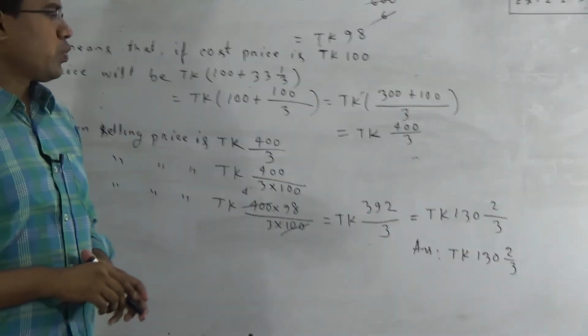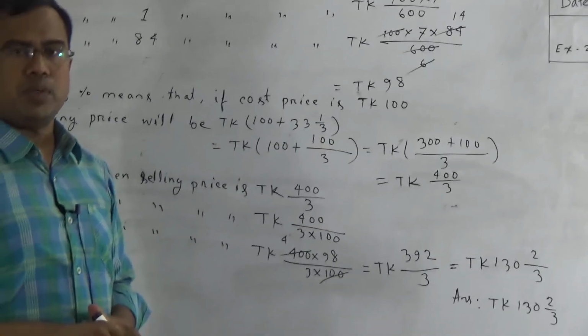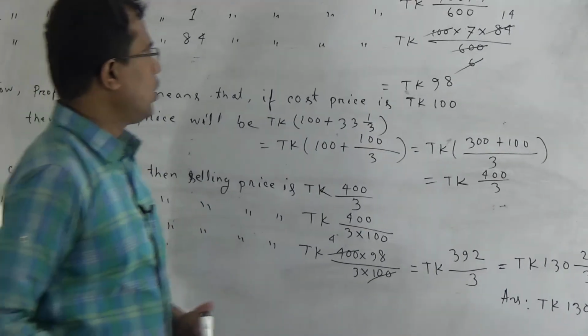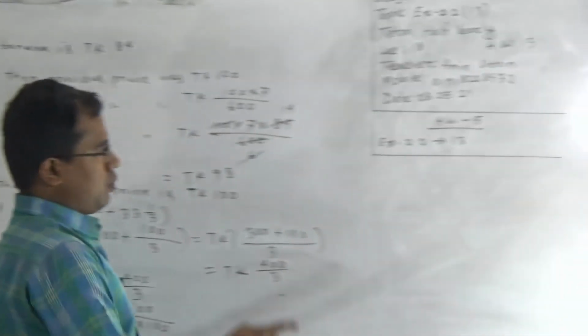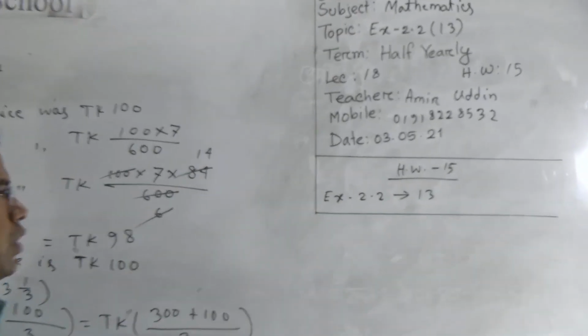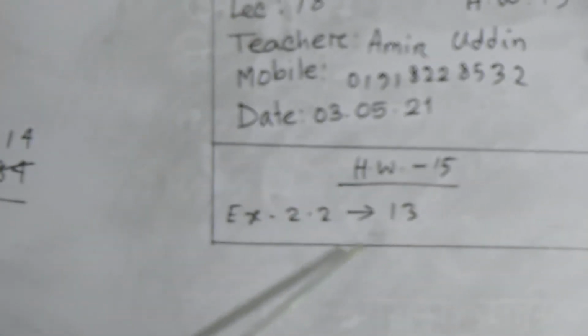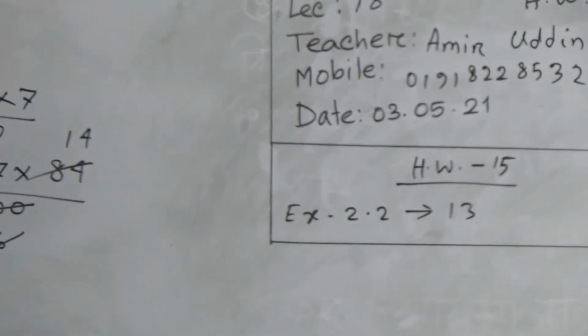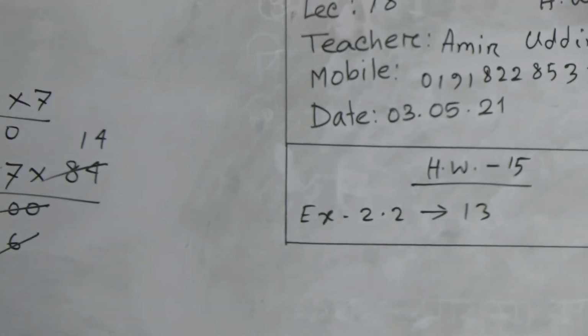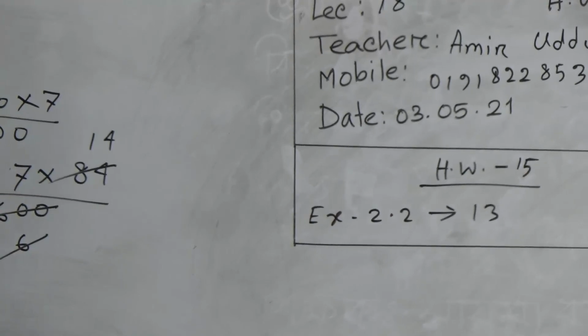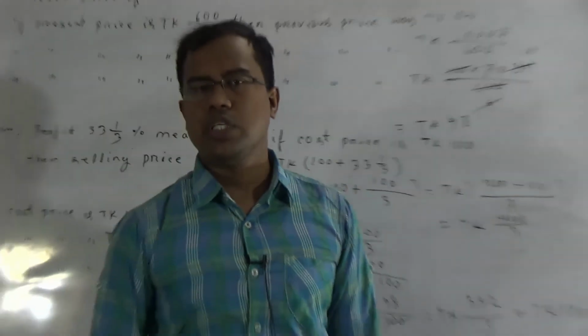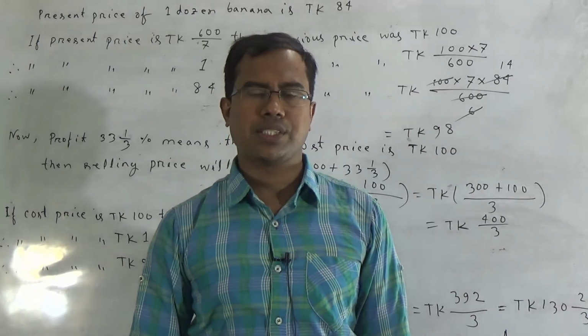Okay, dear students, we have finished our today's CW. Now I am giving you SW. Our today's SW is number 15, topic exercise 2.2 question number 13. That means our today's CW is your SW also. So do your SW properly and submit it next Saturday.